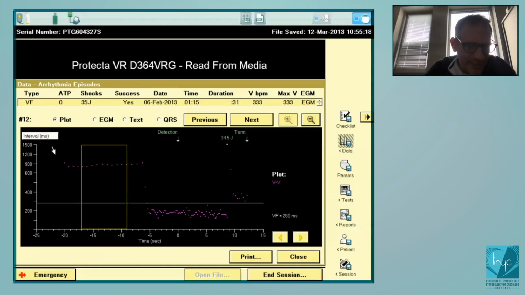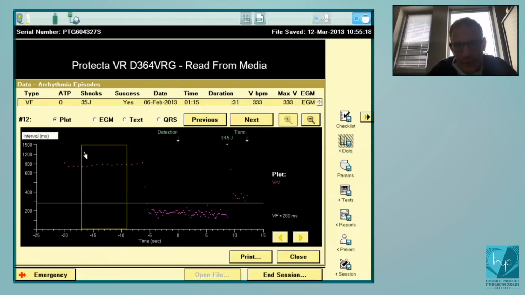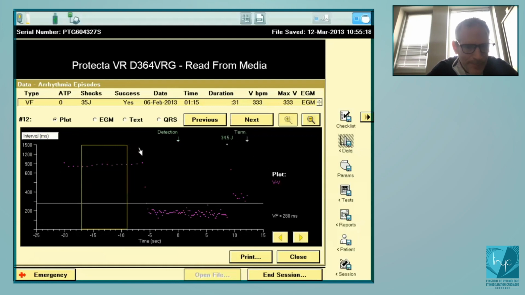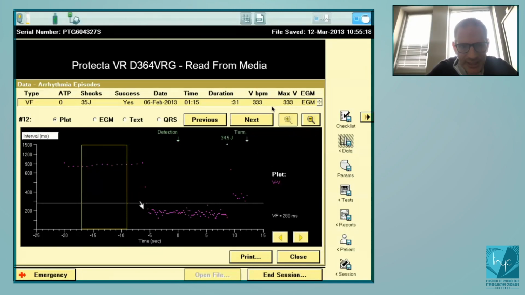So what would you say here? I would say the beginning of the plot is sinus rhythm, probably normal sinus rhythm. The intervals are more or less 900 milliseconds. And then we have a rapid acceleration with a lot of cycles within the VF zone. Yes, sudden acceleration, and you see all the dots inside the VF zone.